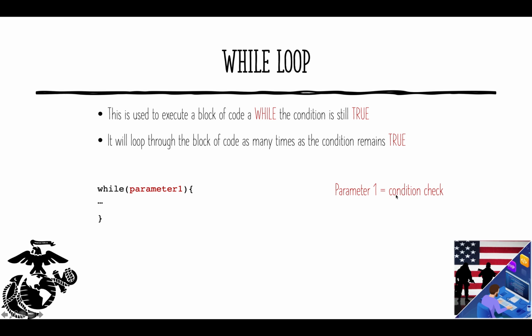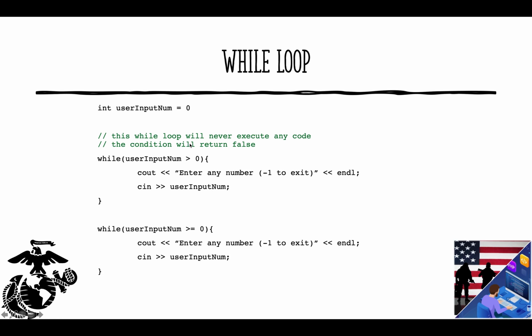Of course, parameter 1 is our condition check, and that would be the condition check within. So let's do int user input num equals 0. We just created a variable and assigned it 0. And what it says is while user input num, which is 0, is greater than 0.